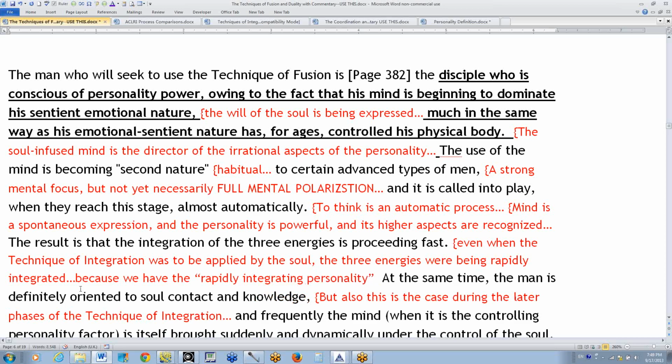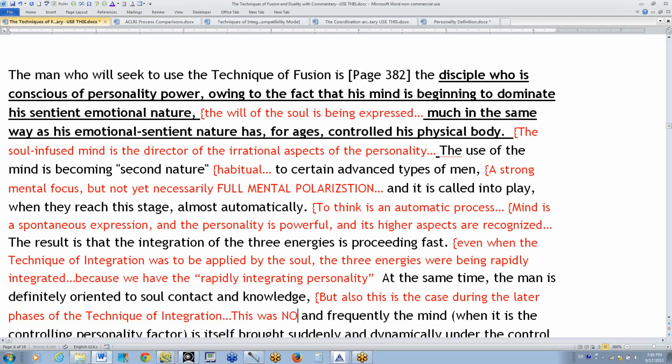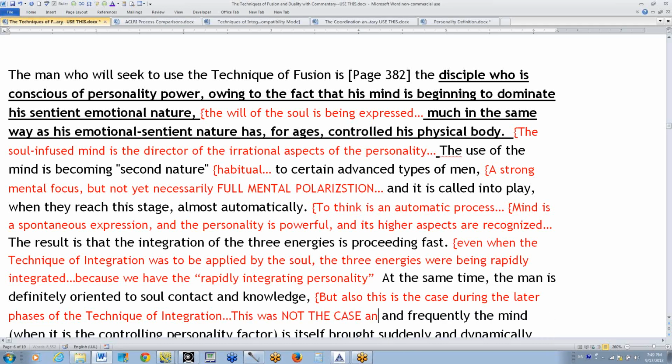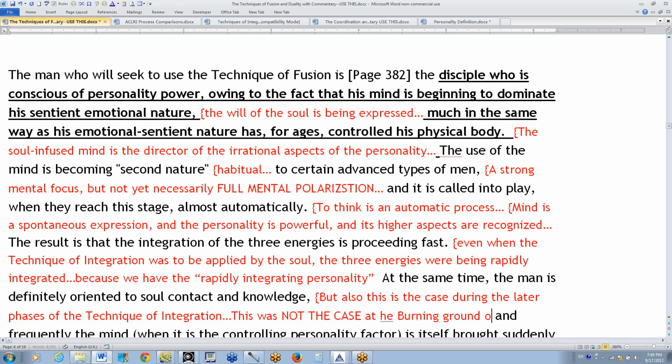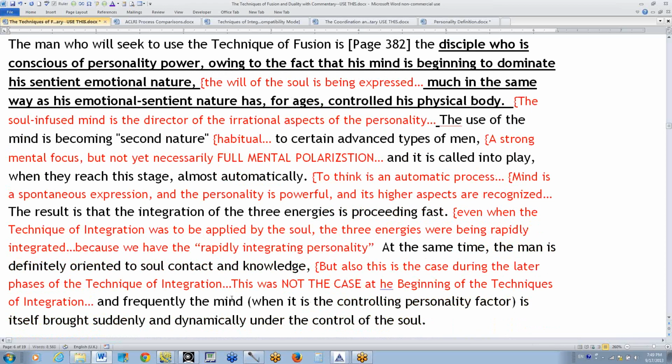And at the same time, the man is definitely oriented to soul contact and knowledge, which was not the case at the beginning of the techniques of integration. And I think that should be noted. This was not the case at the beginning of the techniques of integration.